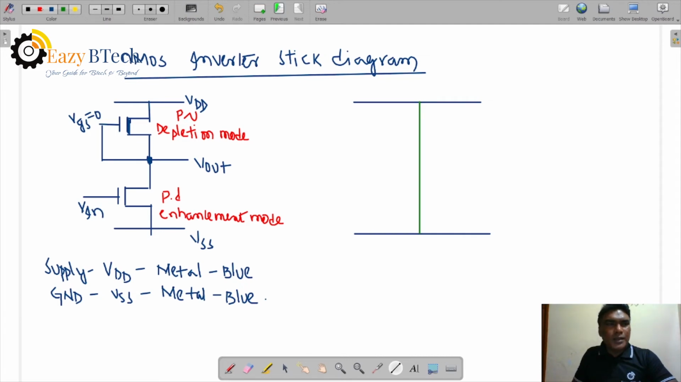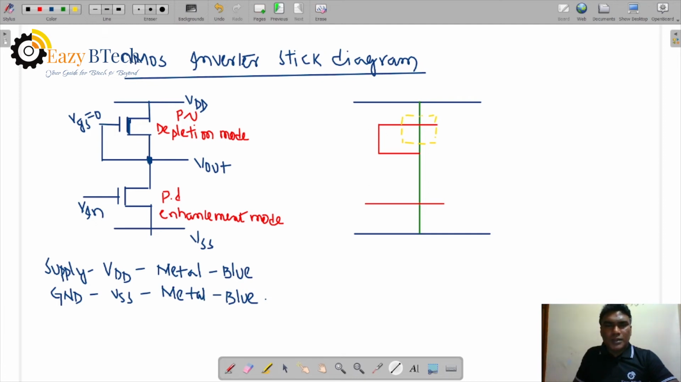So now we can take the gate terminal here. Red is the gate terminal, polysilicon. This gate is the enhancement gate, and this one is the depletion polysilicon gate. Depletion means a yellow dotted line, so we can represent this with a yellow dotted line. Stick diagrams are very important in the examination. They may ask you to design an NMOS inverter, or any other logic may be given, and you can draw the stick diagram.